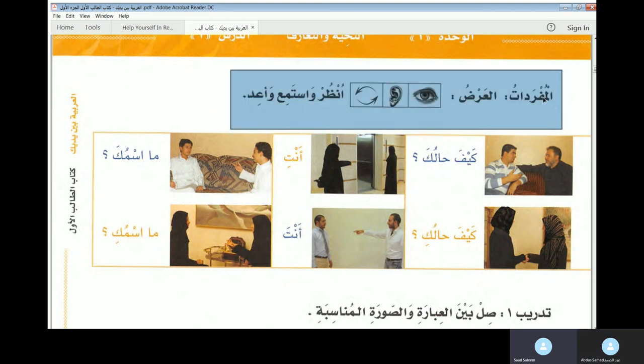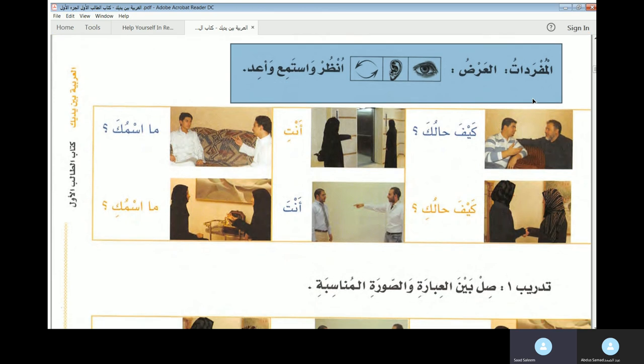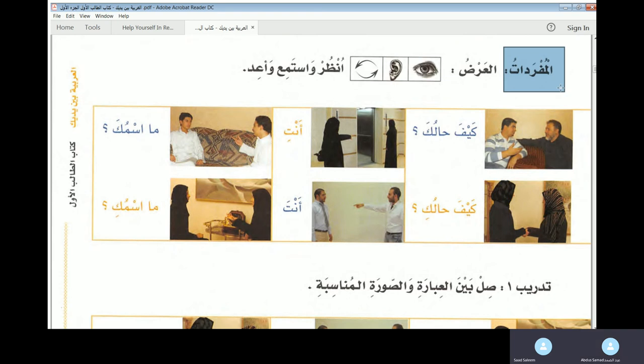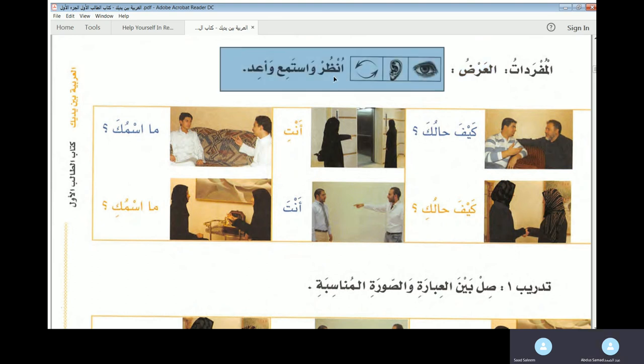Okay, next. Al-Mufradat means vocabulary. What is the meaning of Al-Mufradat? Vocabulary. I just told you, vocabulary. Al-Mufradat means vocabulary. Al-Ard means presentation. Now read this. Unzur, wastami, wa aid. It means to see, hear and repeat.